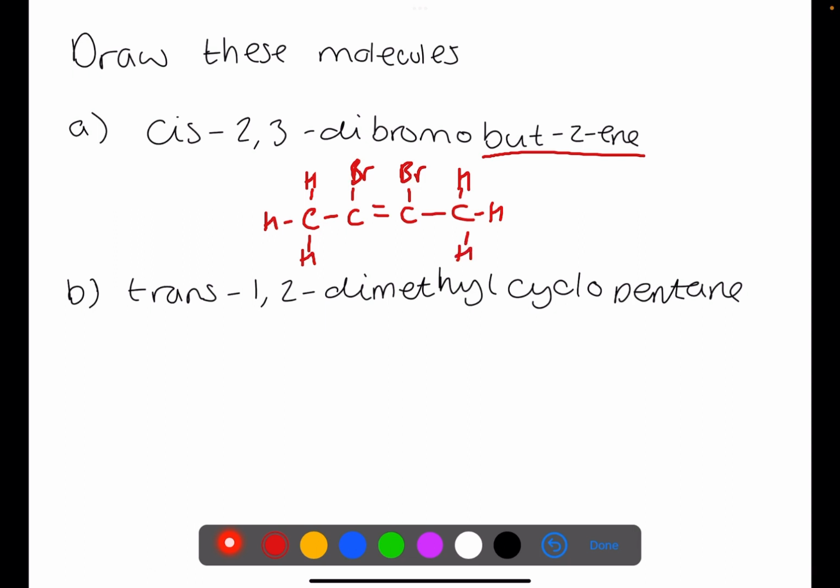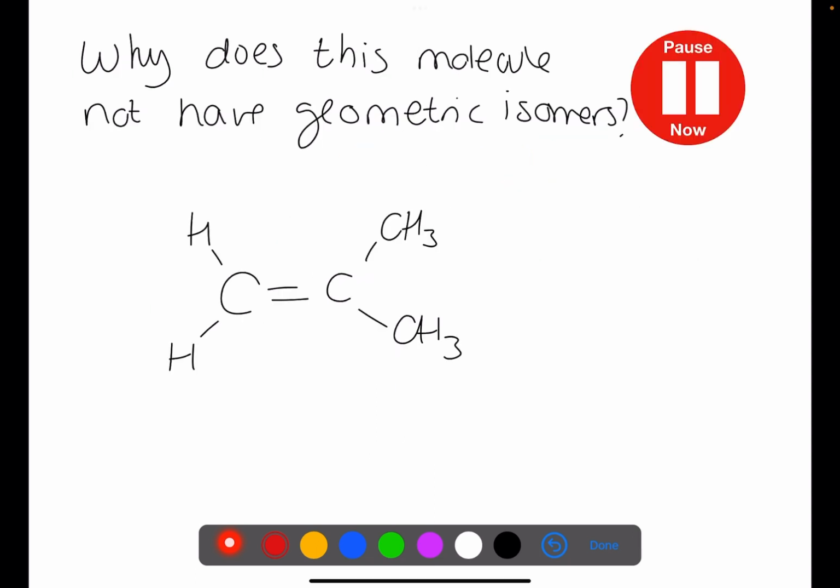For the second one, we're starting with cyclopentane, so a pentagon. And on number 1 and 2, we have methyl groups. So this one here we'll put towards us, and it's a trans isomer, so the other one will be facing away. Pause the video now.